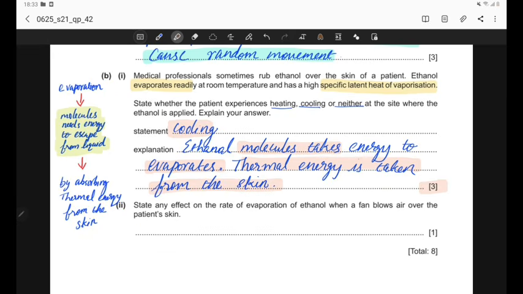Part 2. State any effect on the rate of evaporation of ethanol when a fan blows air over the patient's skin. So when the fan blows air over the patient's skin, it will increase the evaporation process because wind is one factor which will increase the evaporation rate. So here we can write the evaporation increases.